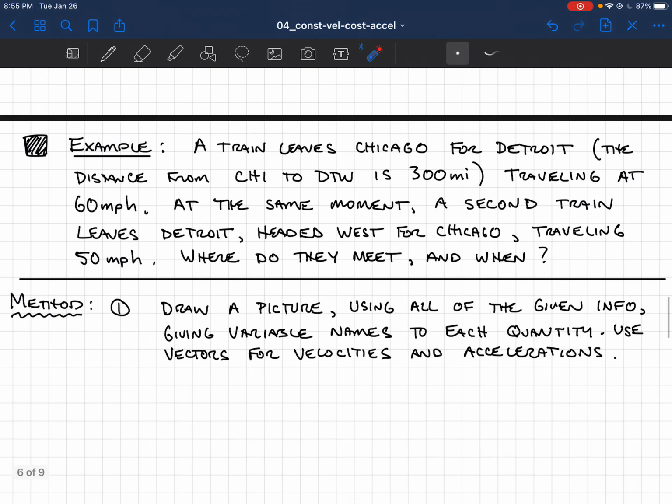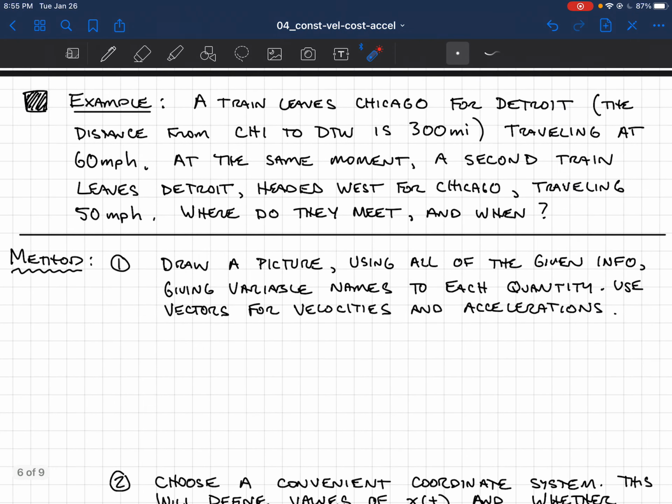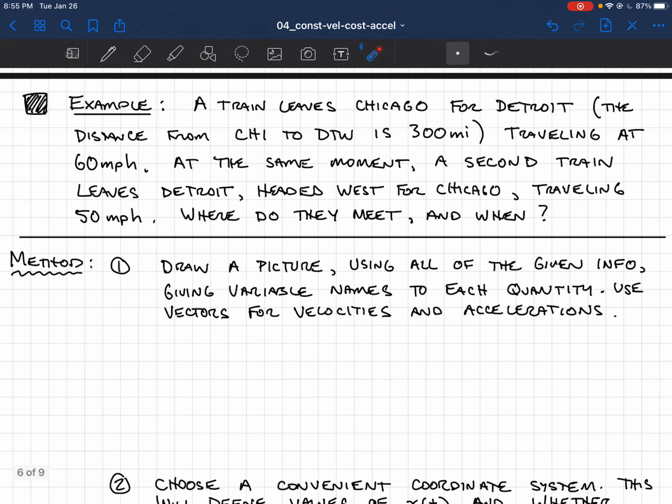So let's look at the problem. So we're told that we have a train leaving Chicago for Detroit, so heading east. That's going to be a 300-mile trip, and it's traveling at 60 miles per hour. And at the same moment, a second train leaves Detroit, heading west for Chicago, and it's traveling at 50 miles per hour. So where do the trains meet and when, as compared, of course, to the moment that they left? Okay, so let's draw it out.